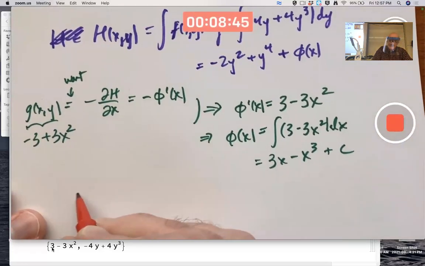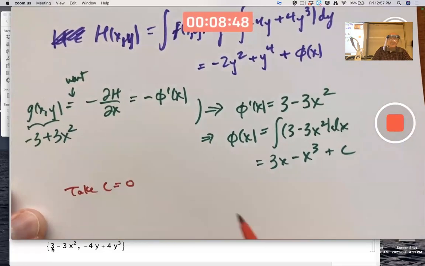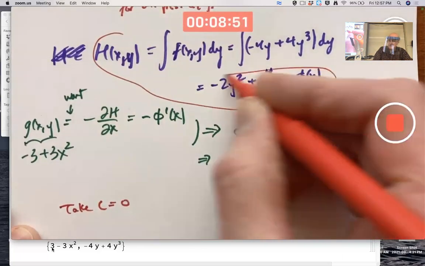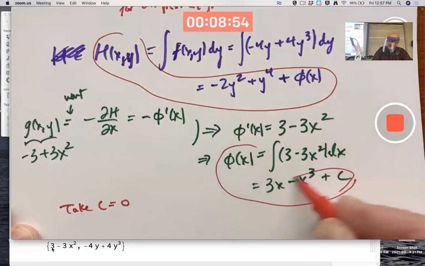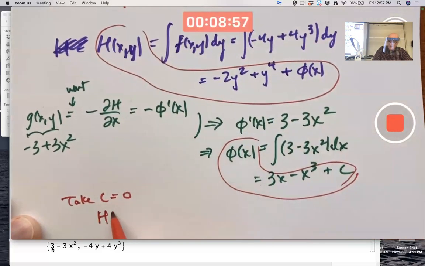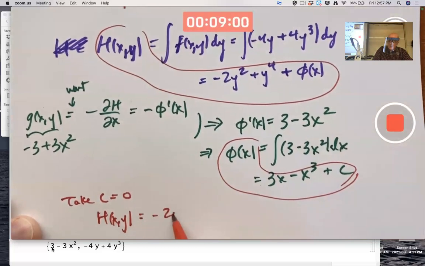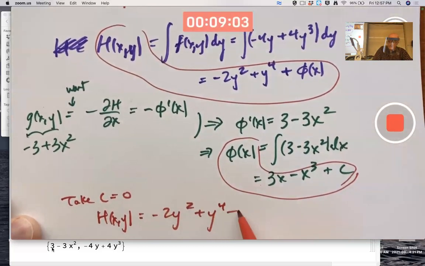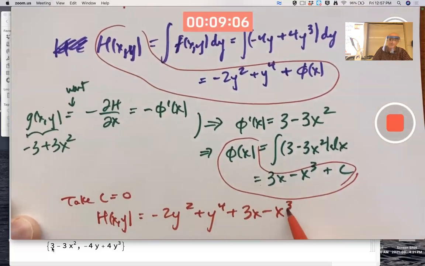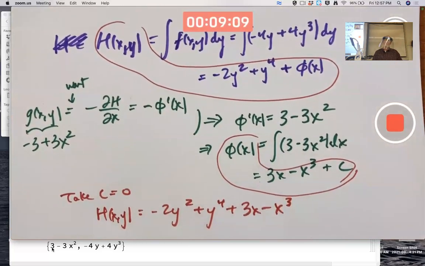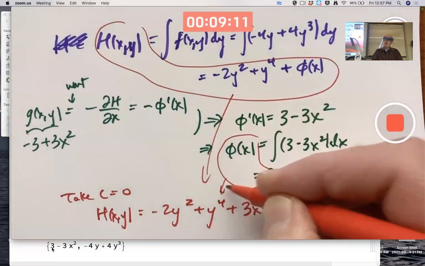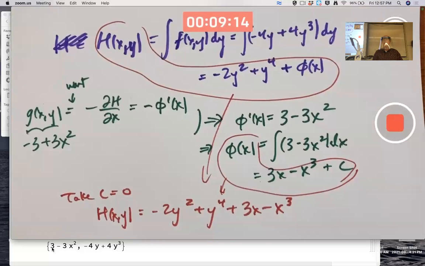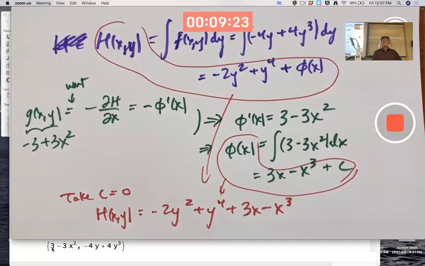So in the end, I'm going to take c to be 0 and combine these two facts, this fact right here plus this fact right here, to say that h of x, y is negative 2y squared plus y to the fourth plus 3x minus x cubed. And again, I'm taking the c to be 0. Those two facts will combine to say this. So now if I can use technology to draw the level curves of this h function, curves on which it is constant, those will be the same as the solution curves.